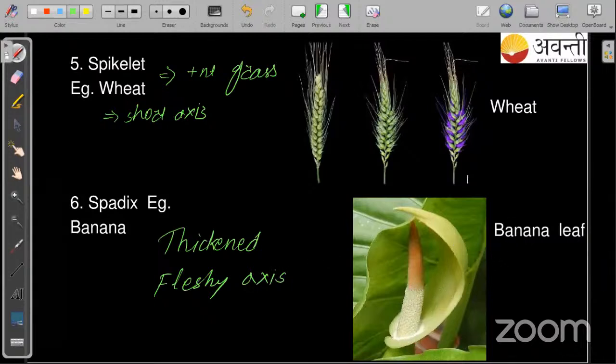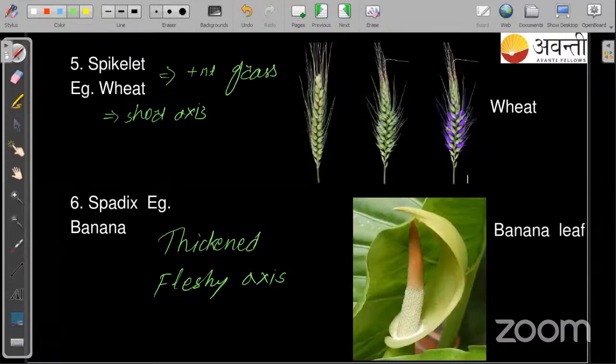This is actually a banana, we can say leaf. This is the flower arrangement. So here is the fleshy axis, and it is thickened. Thickened in the sense thickness is large or maximum. So that is known as the spadix.